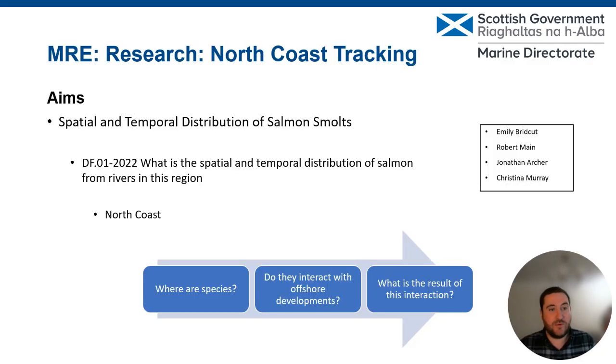The aim of this work was to look at the spatial and temporal distribution of salmon smolts, and that is a key evidence gap from the ScotMER evidence maps themselves, which is: what is the spatial and temporal distribution of salmon from rivers in this region? And by region, we're specifically looking at the north coast.